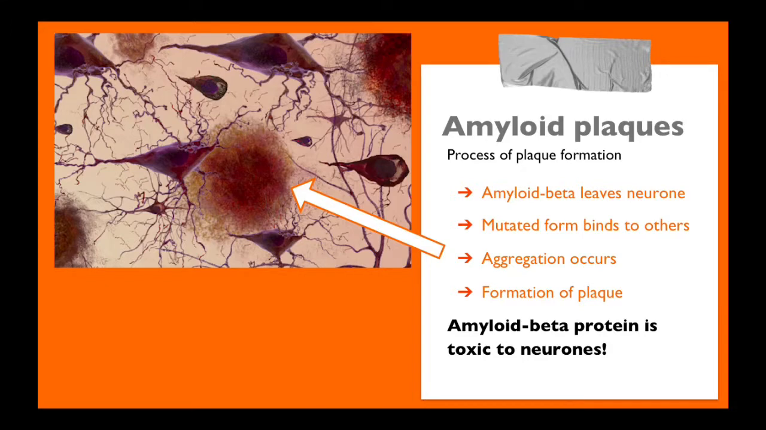The mutated form of amyloid beta is small enough to leave the neuron. Its sticky structure binds to other amyloid betas and aggregates. This aggregation begins small but will soon form a plaque. Plaques can be forming in the hippocampus even up to 10 years before any signs or symptoms. The amyloid beta is also very toxic to neurons, and the buildup can cause neuronal death.